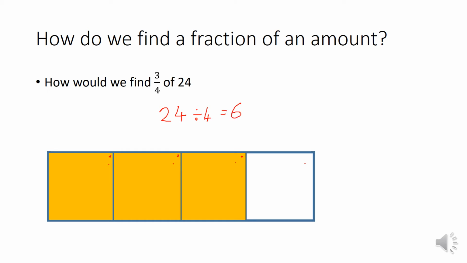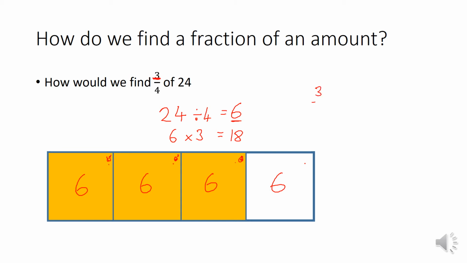So if we put the same amount in each box, we've got 6, 6, 6, and 6. We put 6 in each box, and we've got 3/4. So we've got these 3 boxes, 1, 2, 3. So we've got 3 lots of 6. We've divided by 4 to work out how much goes in one box, and now we need to work out how much we have in total. So we're going to do 6 times 3 because we've got 3 lots of 6. In these 3 boxes altogether we've got 18. You could do 6 add 6 add 6, or you could do 6 times 3. It's 3 lots of 6, and so we've got 18.